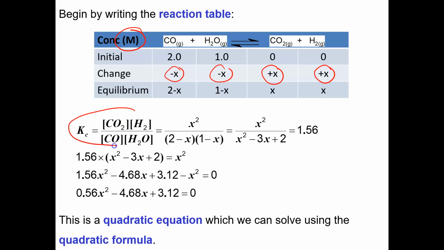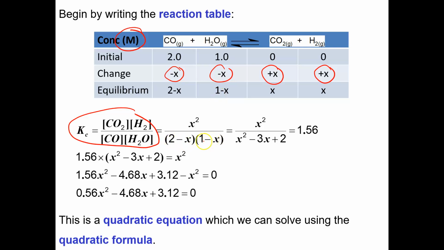So, writing out the expression for K, we have products over reactants, and everything is raised to the power of 1 in this case. We can now start substituting in our equilibrium values. CO2 has an equilibrium value of X. H2 also has an equilibrium value of X. So my top line is going to be X squared. Carbon monoxide has an equilibrium value of 2 minus X, and water has an equilibrium value of 1 minus X.